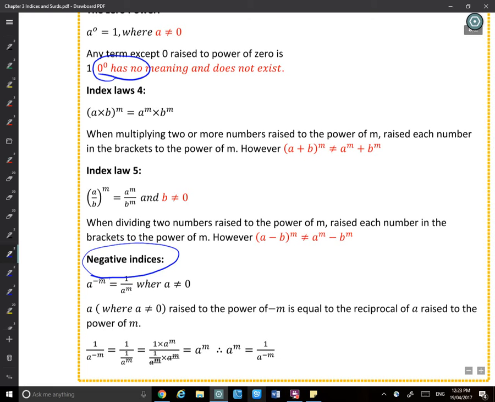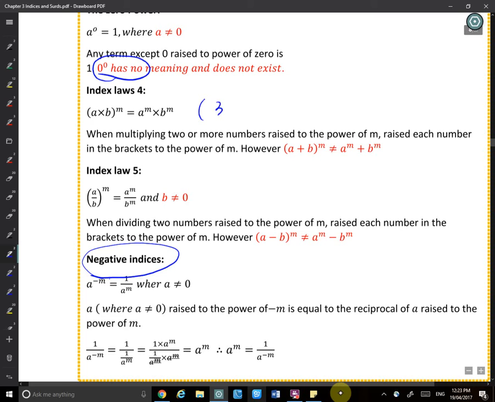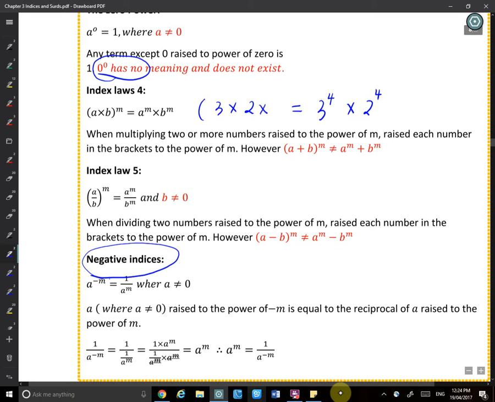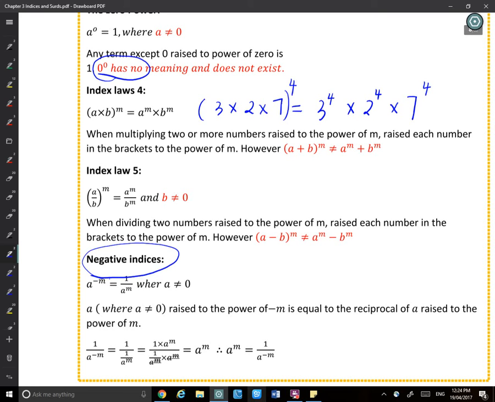Next one is a times b, all to the power of m, equals a to the power of m times b to the power of m. So we have 3 times 2 to the power of 4, which equals 3 to the power of 4 times 2 to the power of 4. That's how you use the law. If you have more terms, like another number 7, then you get 7 to the power of 4 again. If you have more terms times together to a power, you put the power on all the numbers first and then you times them.